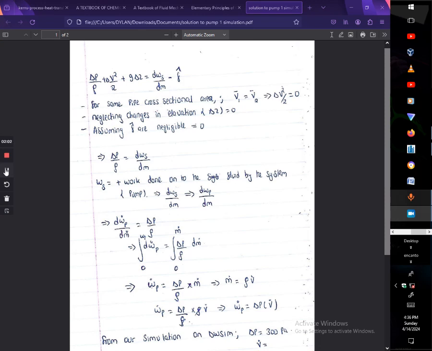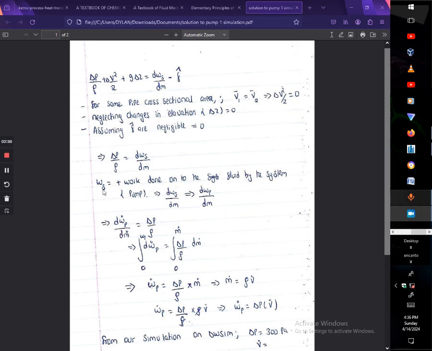So we had the change in pressure divided by the density equal to the shaft work per unit mass, if you neglect the friction losses, because actually this was a simulation for the pipe. We're going to do a simulation for friction losses in our next video, so you have to subscribe and be ready for that.